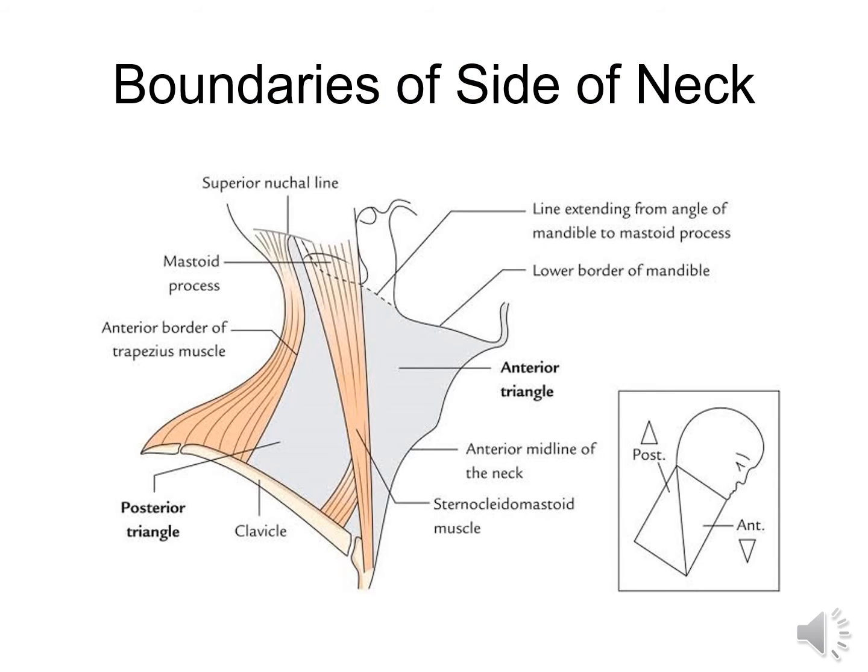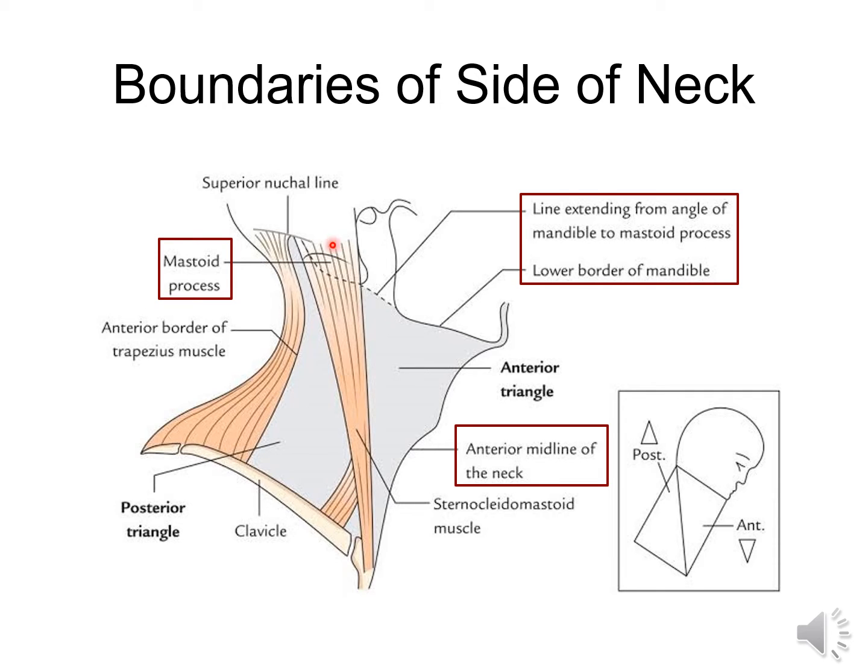Let us first study about the boundaries of the side of the neck. As you can see, the side of the neck is roughly quadrilateral in outline. It is bounded anteriorly by the anterior median line, posteriorly by the anterior border of the trapezius muscle, superiorly by the base of the mandible, an imaginary line extending from the angle of the mandible up to the mastoid process, and the superior nuchal line. Inferiorly by the superior surface of the clavicle.